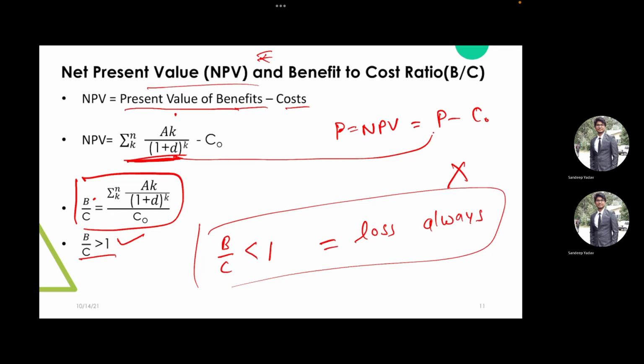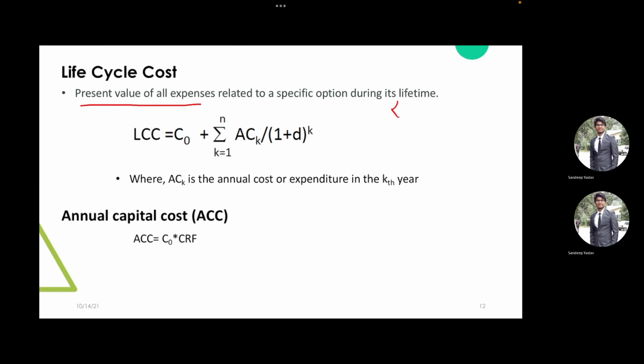So next thing is life cycle cost. Life cycle cost is the present value of all the expenses related to a specific option during its lifetime. That means the present value of all the expenses related to all the options during its lifetime. We can also call it LCC.